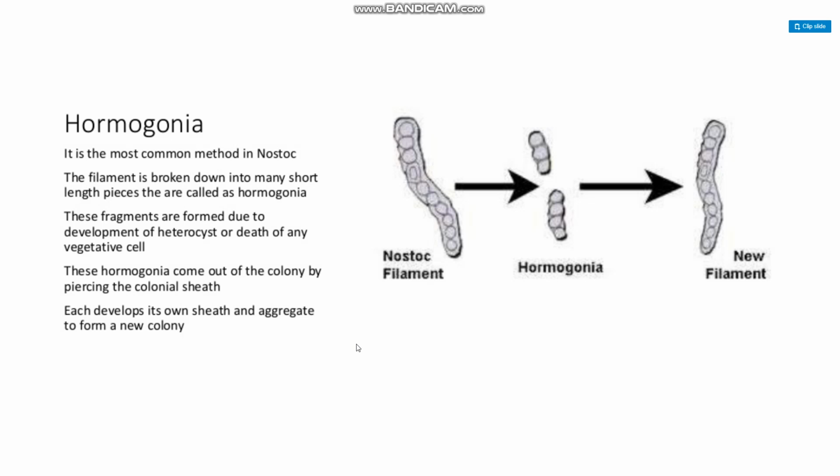The filament is broken down into many short pieces that are called hormogonia, and these fragments are formed due to the development of a heterocyst or the death of a vegetative cell. These hormogonia come out of the colony by piercing the colonial sheath. Each develops its own sheath and aggregates to form a new colony.